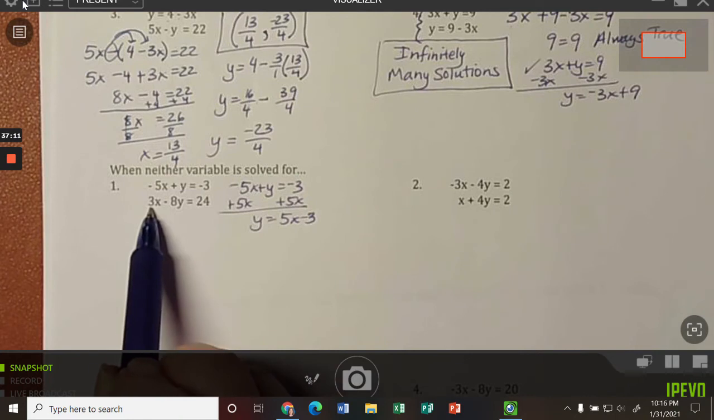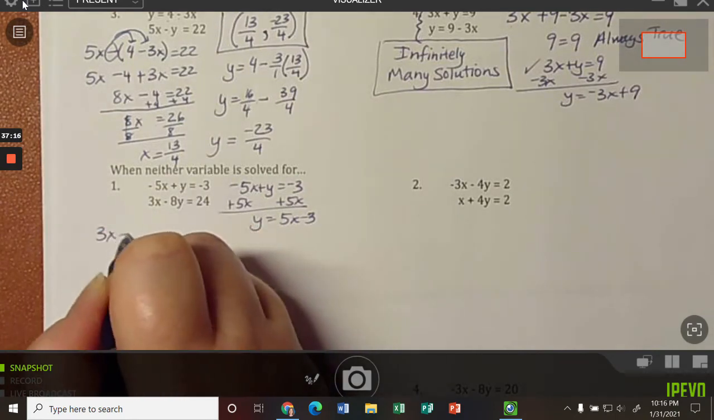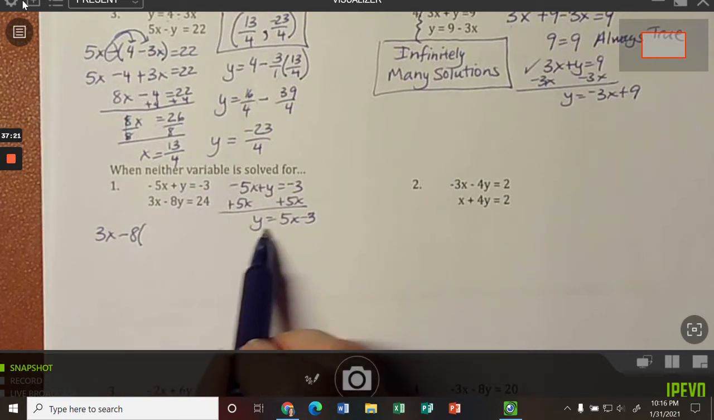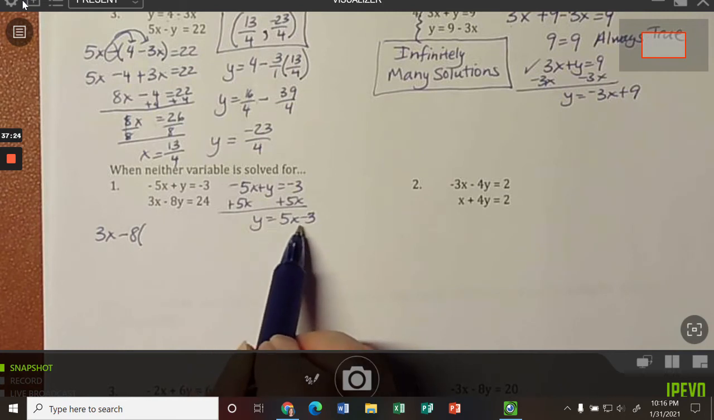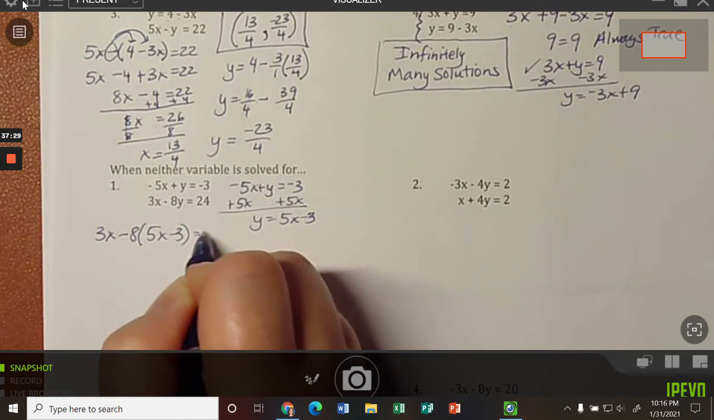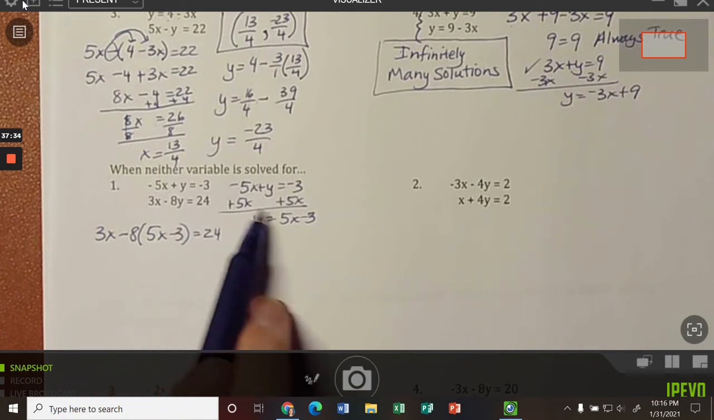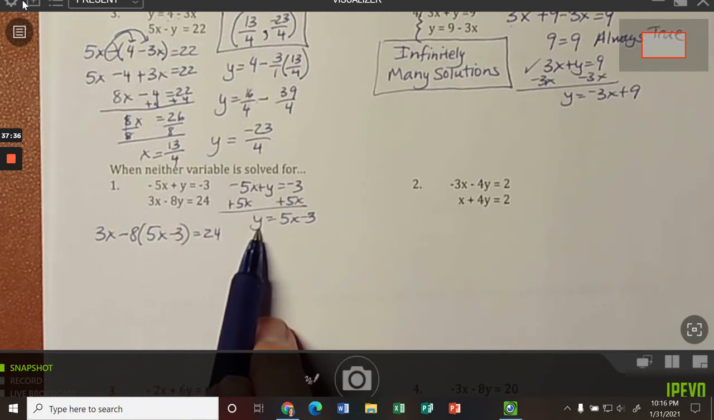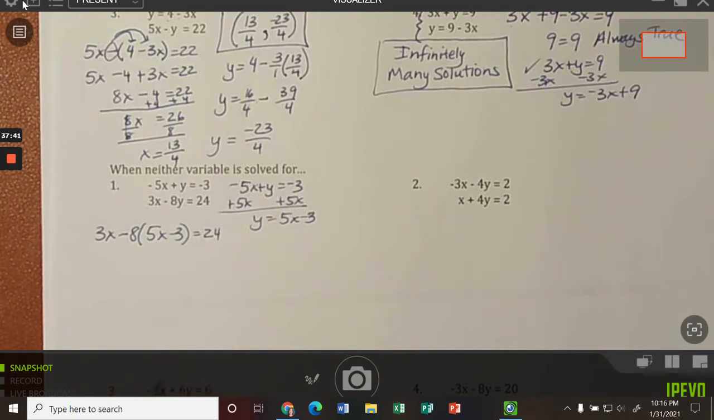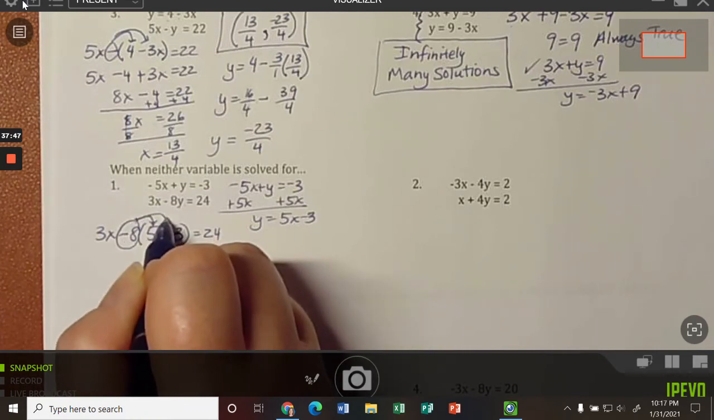So if you rewrote the top equation, you need to substitute it into the bottom equation. Okay, so let's look at the bottom equation. 3x minus 8 times y. But instead of saying 8 times y, I'm going to substitute y with 5x minus 3. And then bring down the equals 24. Okay, so now, again, all I did is I took the top equation, I isolated the variable y, and then I took that and I substituted it into the y in the second equation, the other equation. So now I have a one variable equation.